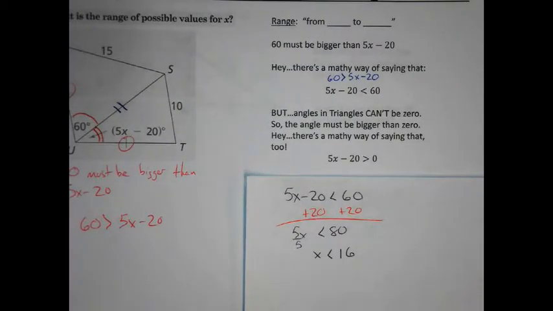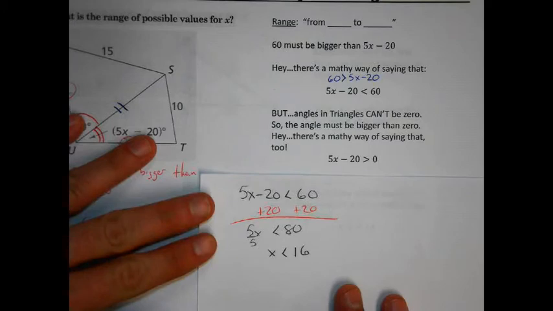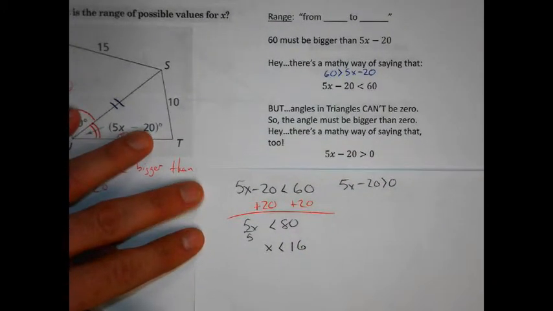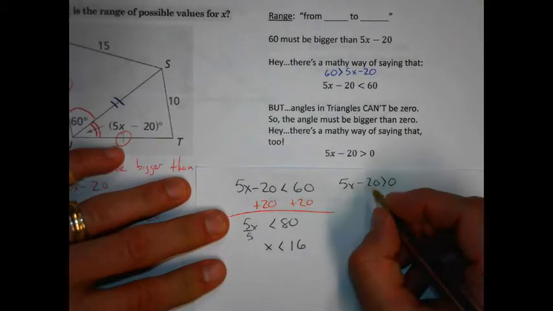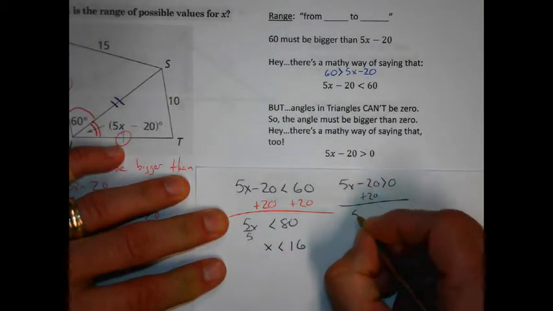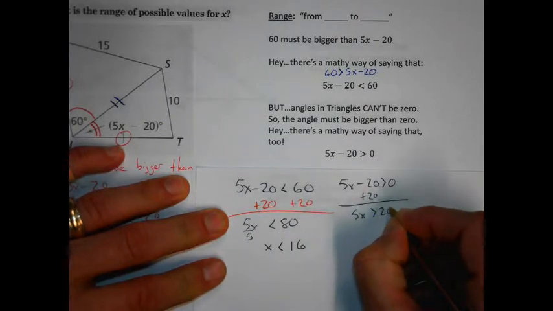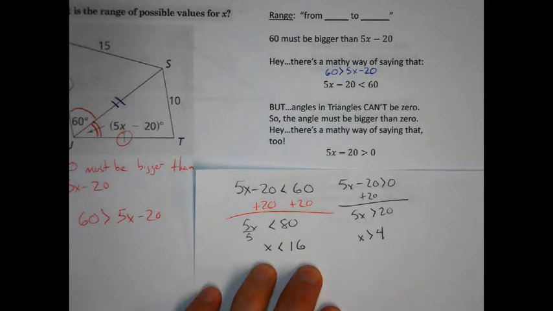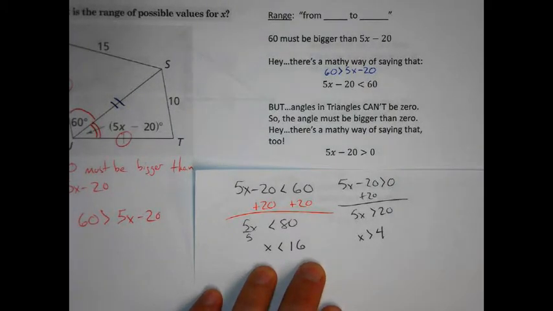Now, what about the other one we just had? We had 5x minus 20 is greater than 0. We have to solve that one too, right? So add 20 to both sides. 5x would be greater than 20, so x is greater than 4. Okay, so we have our values, right? We know that x is going to have to be less than 16 and bigger than 4.